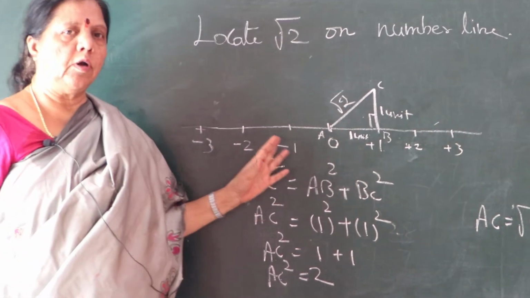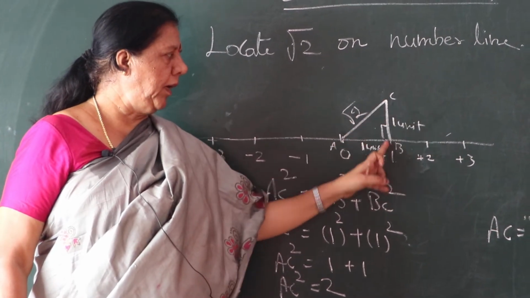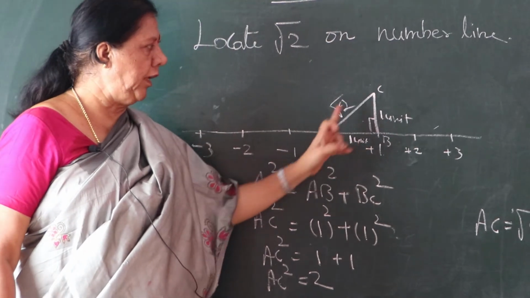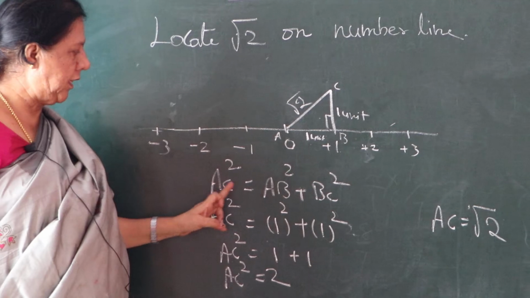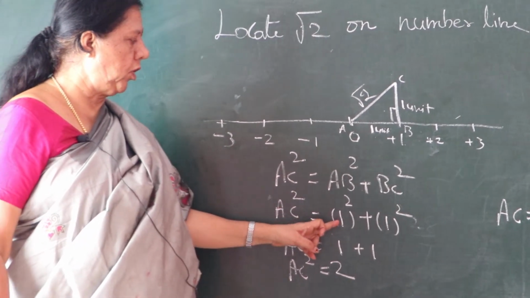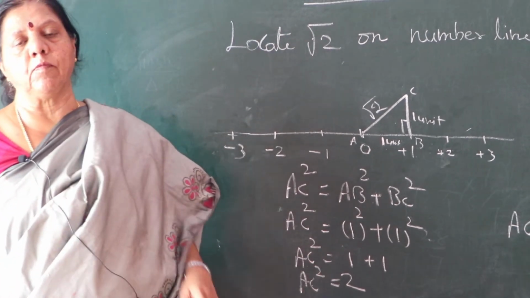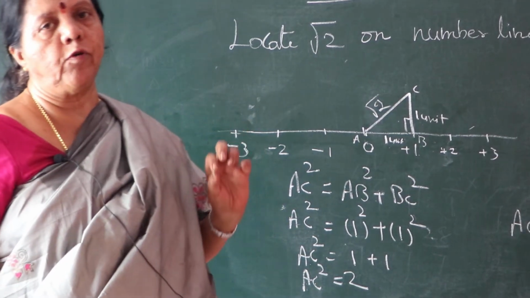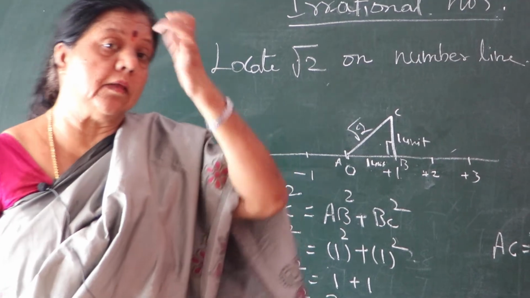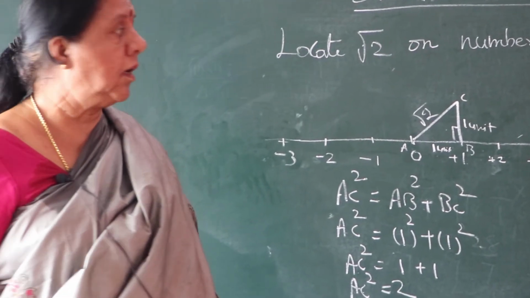So now look at the board. So draw a number line. Mark a 1 unit here. Here perpendicular line also 1 unit. So next you have to find out AC. Now AC square is equal to AB square plus BC square. AC square is equal to 1 square plus 1 square, AC square is equal to 1 plus 1 is equal to 2. Therefore AC is equal to root 2. So we locate on number line as root 2. Is it clear, children? Is it clear?